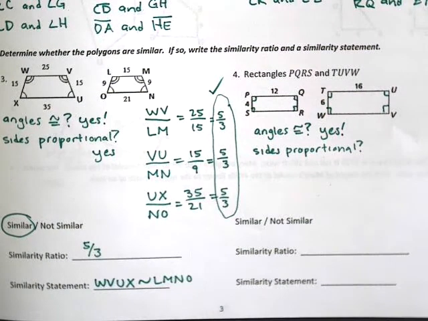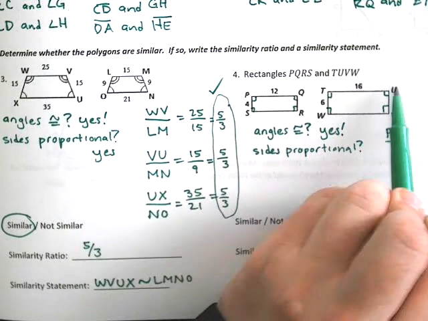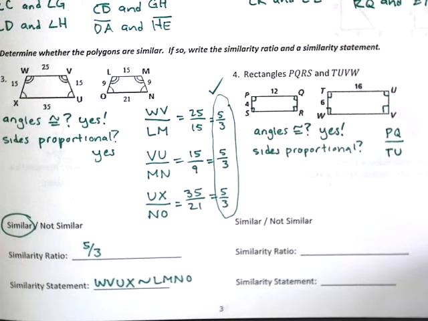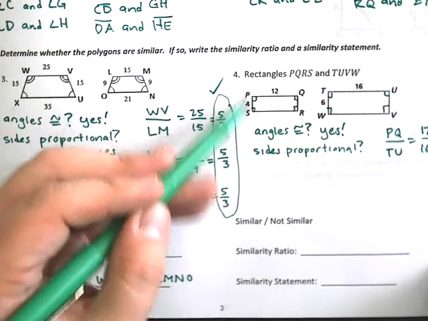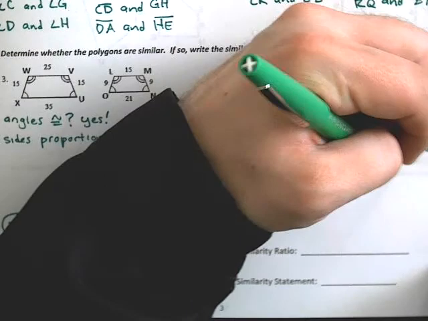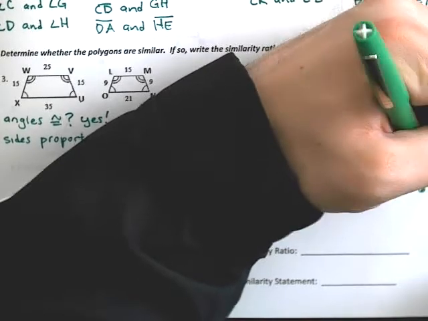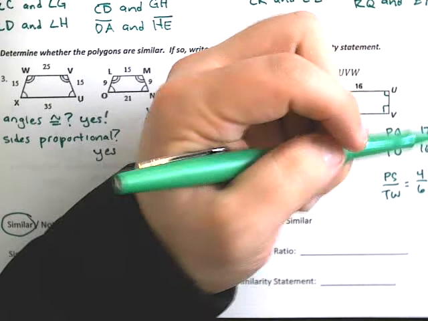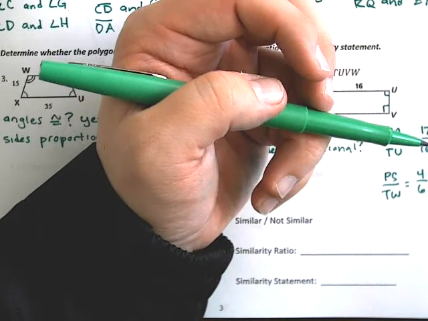Let's now test for the sides being proportional. PQ is one side, and if I look at PQ, it has to line up with TU in my other rectangle. So PQ, 12 over 16, that reduces to 3/4. Alright, let's check the other sides. Once again, PS, TW, 4 over 6, 2/3.